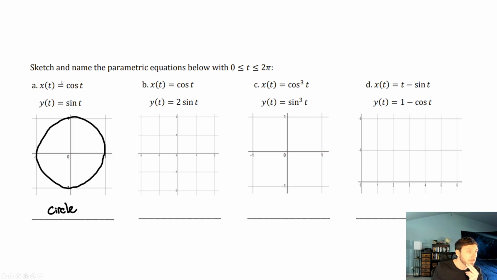And if we play around with the coefficient, we can either make the circle wider and taller at the same time, so that way it would just be a bigger circle. But what if we only made it wider or only made it taller?